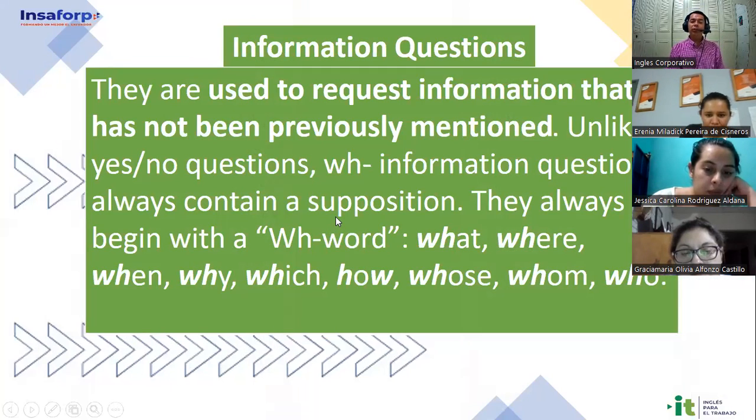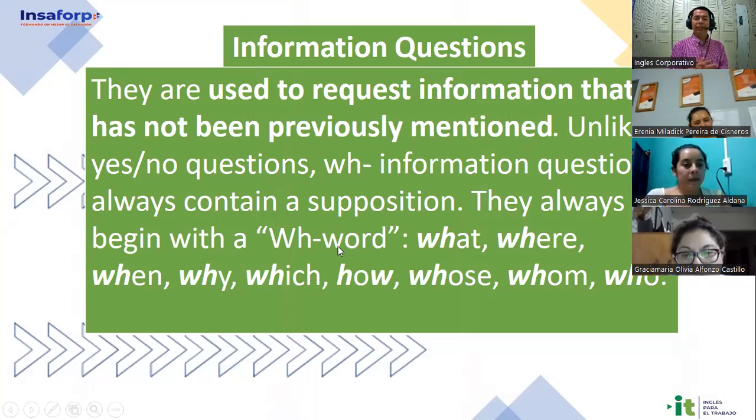Look, information questions, we said that before, right? Are different from yes, no questions. In the yes, no question, we have yes or no, right? But in this case, the WH words, we use specific information, right? Así como lo veíamos ayer. For example, when we say what, acerca de algo, what, where, donde, when, cuando, why, por qué, which, cual, how, cómo, whose, de quién, whom, a quién, and who, quién, right?